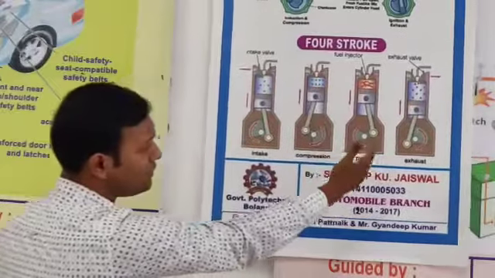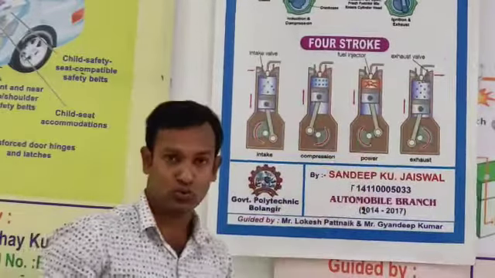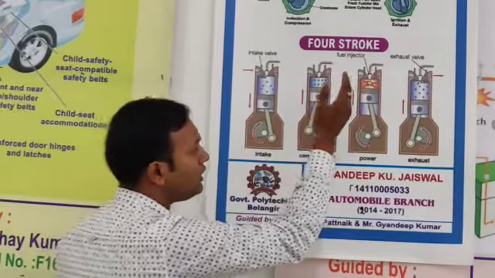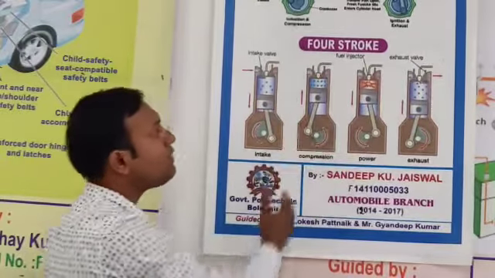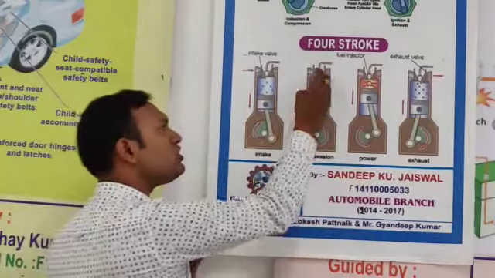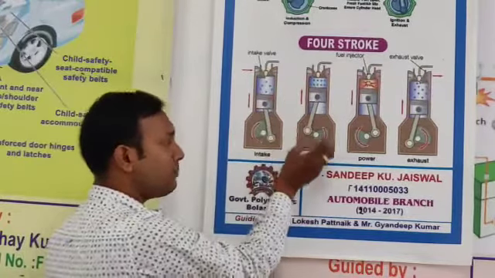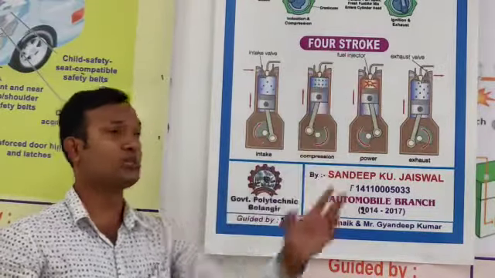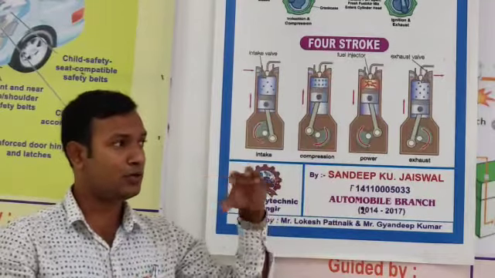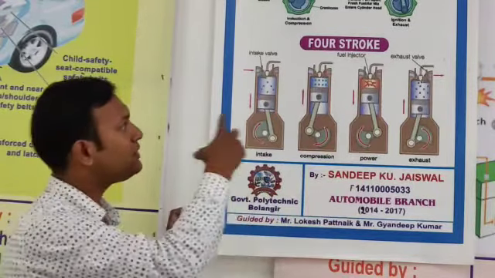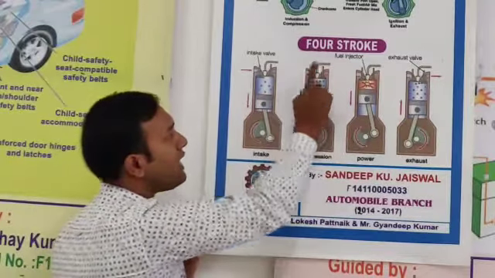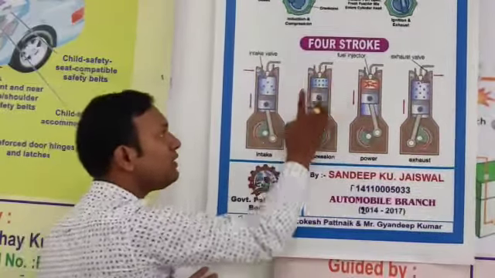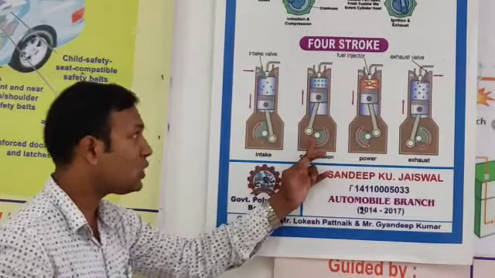Then we go for the third stroke, the power stroke, and the combustion happens between the compression stroke and the power stroke. In detail, just at the end of the compression stroke the ignition happens, and that is timed by the distributor, so that the spark is ignited at the right time, igniting the fuel that was compressed in the compression stroke.